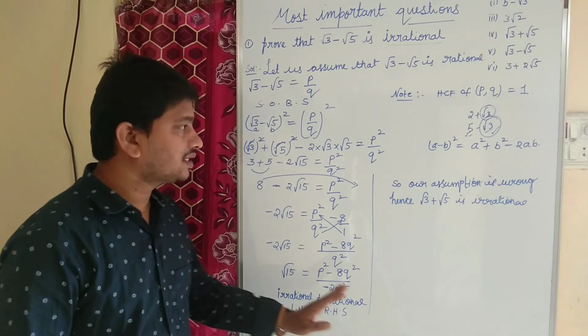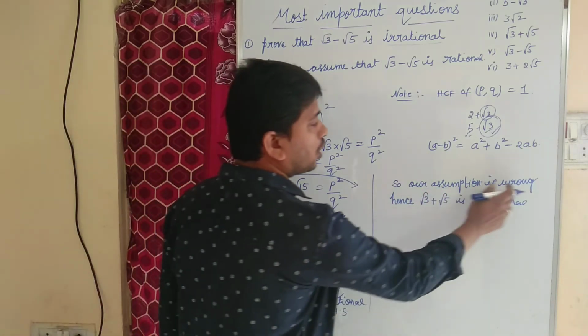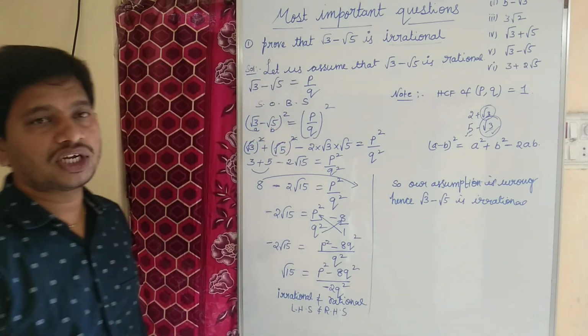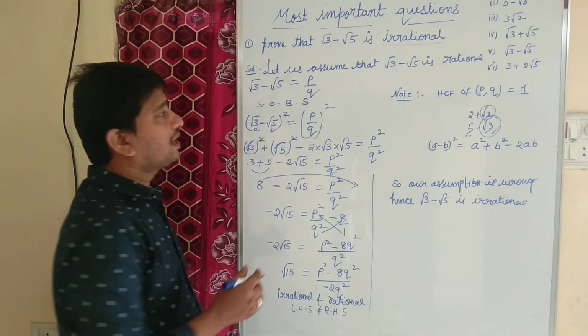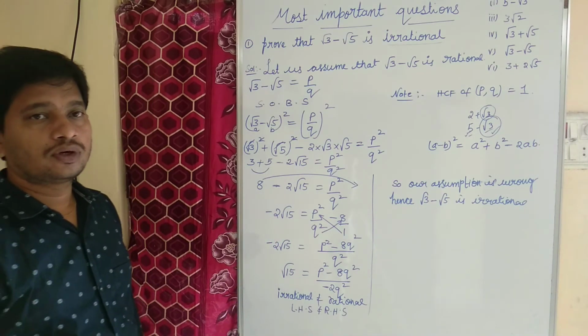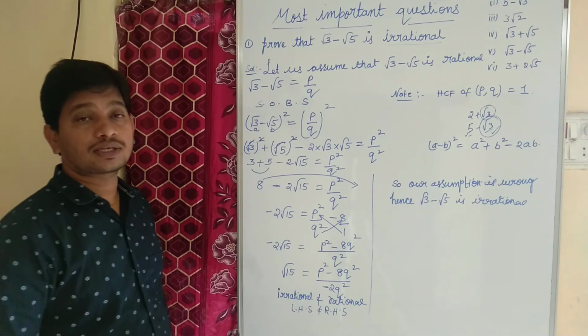That is, LHS is not equal to RHS. So our assumption is wrong. Hence, root 3 minus root 5 is irrational. Okay? They may ask root 3 plus root 5 or root 3 minus root 5. Alias root 2 plus root 3, root 5 plus root 11. Anything they may ask. Okay?